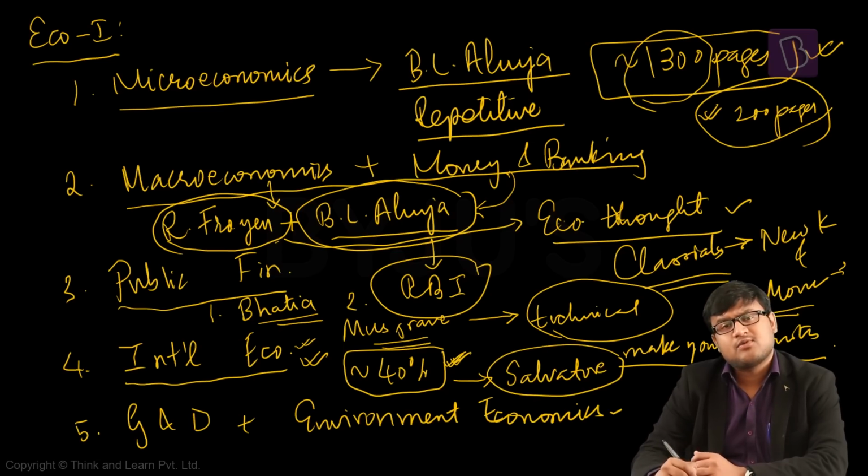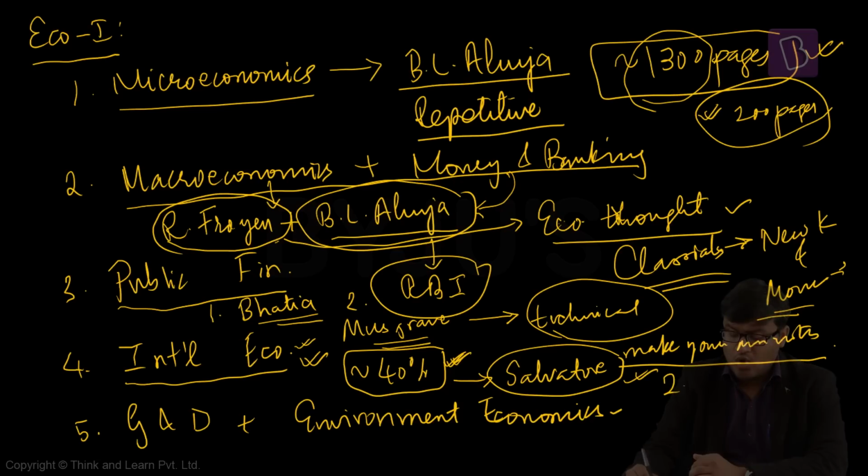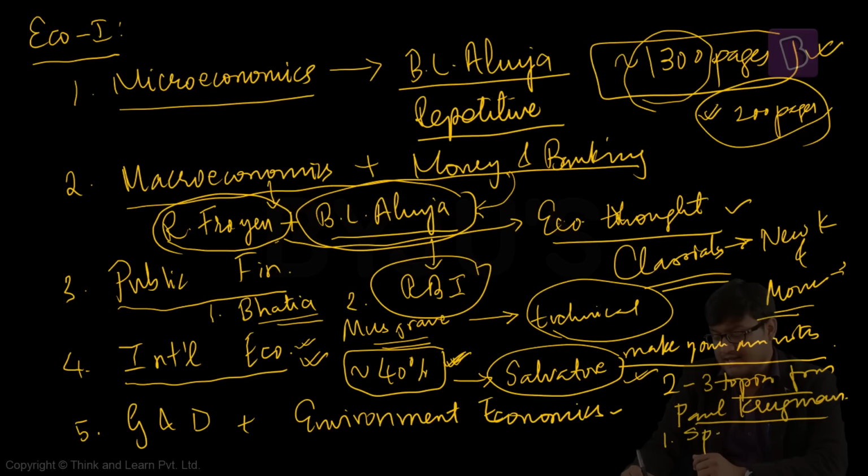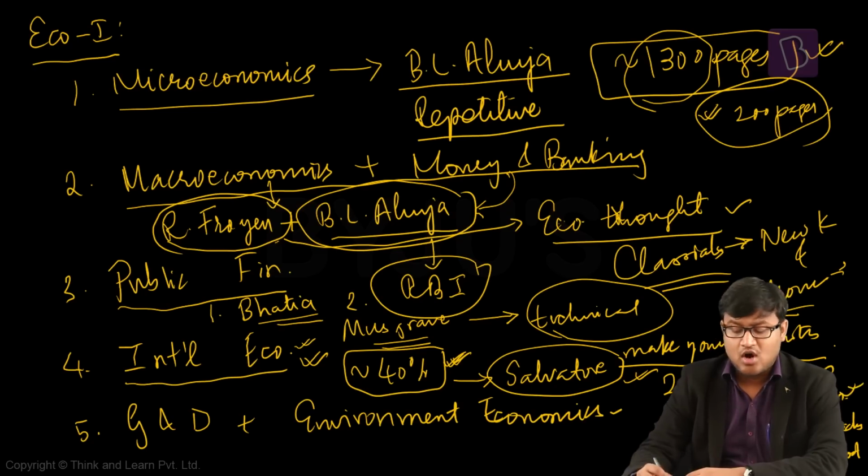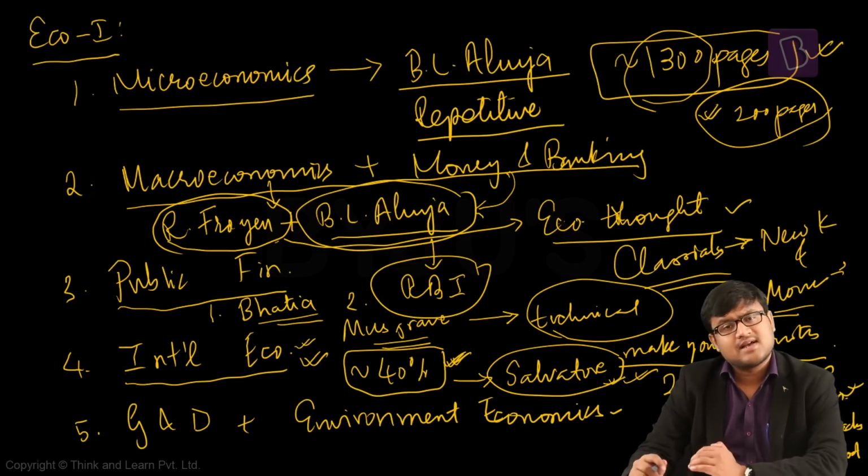Salvatore is like a Bible for international economics. You need to cover it from cover to cover. Apart from 2 to 3 topics from Paul Krugman. These 2 topics from Paul Krugman to be covered. One is the speculative attacks. Another one is exchange rate overshooting. These 2 topics you should cover from Paul Krugman because they are not covered in Salvatore. But for rest, everything you can use Salvatore.